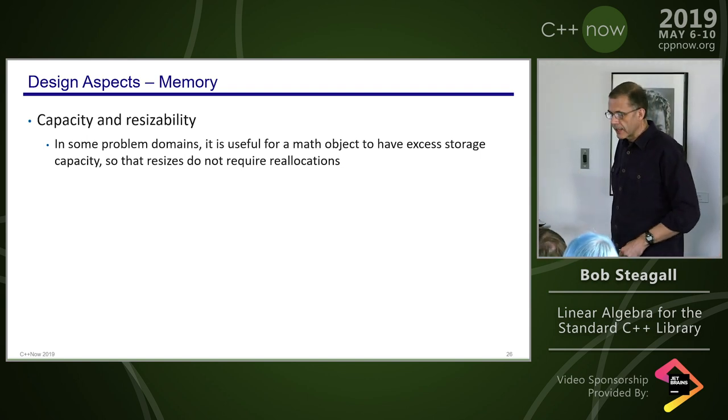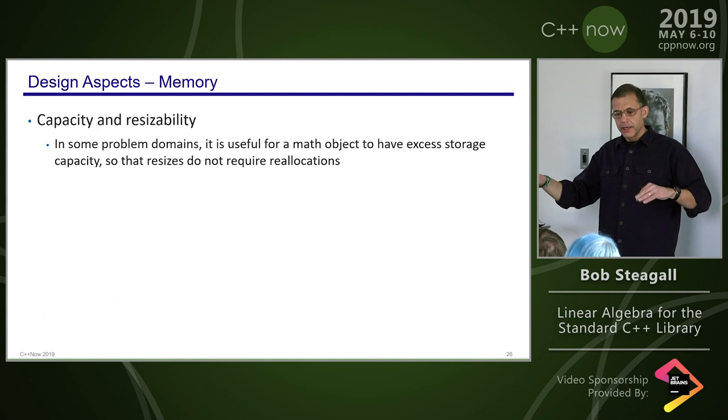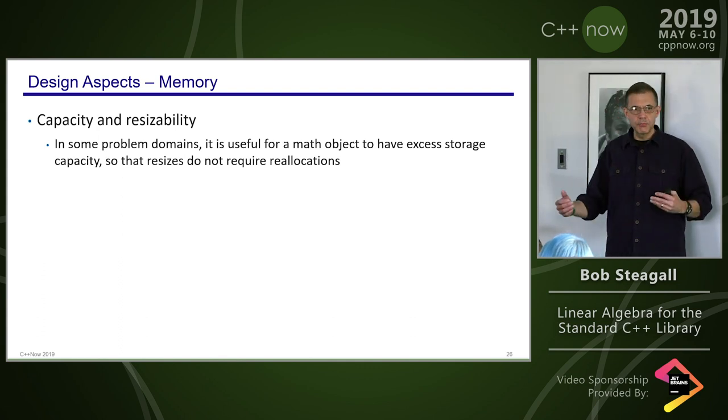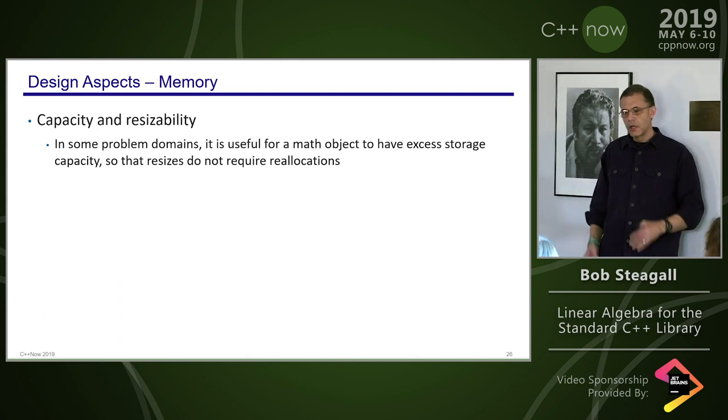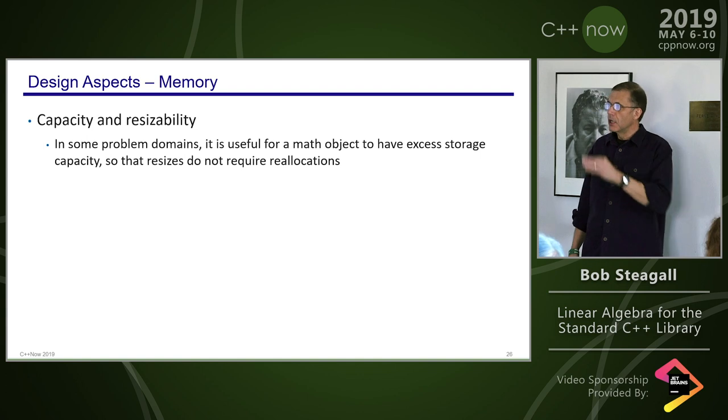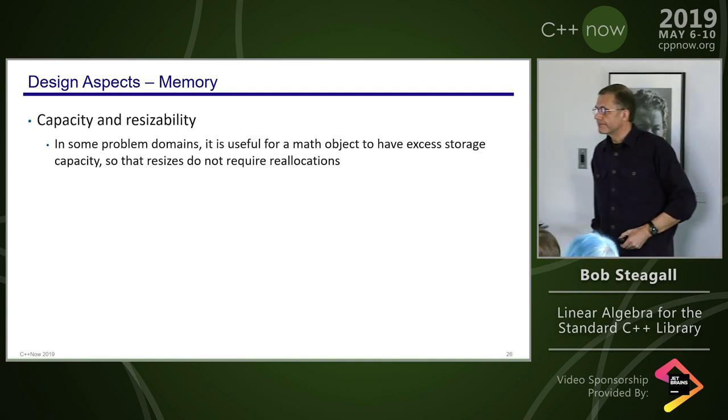Anyways, the point is that if I had to resize the regressor matrix and the data matrix every time a new sample came in, I'd be wasting a lot of time. So we had excess capacity and we would size into that capacity just like you do with vector.